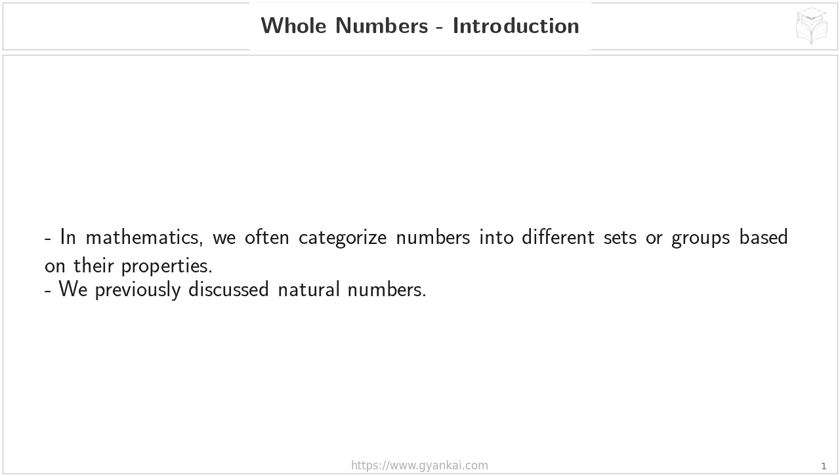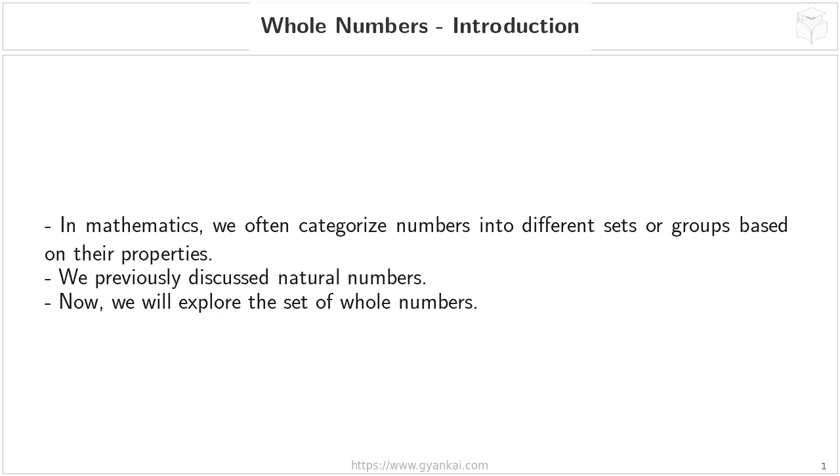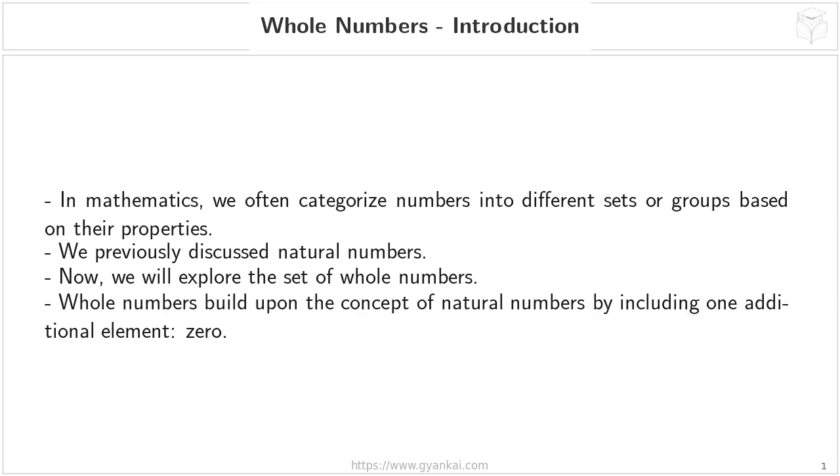Now, if you recall, we've already talked about natural numbers. These were the numbers we use for counting, 1, 2, 3, and so on. Today, we're going to expand on that idea and explore the set of whole numbers. Whole numbers are very closely related to natural numbers. In fact, they include all the natural numbers, but with one important addition. That additional element is 0.